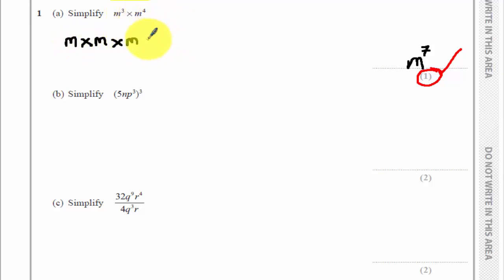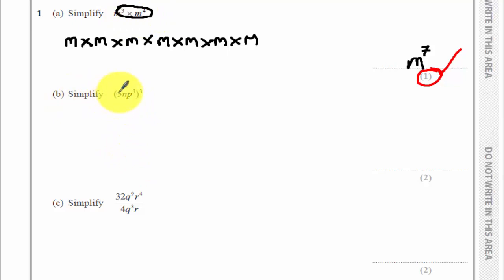And we've got this multiplication here. M to the power 4 means there's 4 of them being multiplied together. And if you check that out, I have 7. 1, 2, 3, 4, 5, 6, 7, which I can get by adding the 3 and the 4.